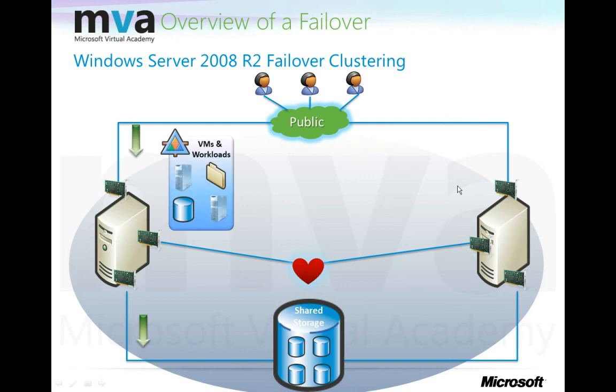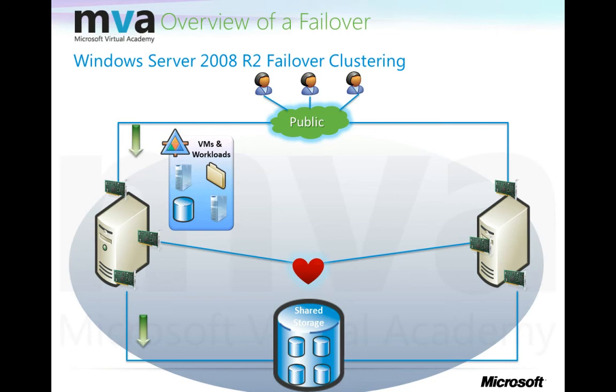In this scenario, my server on the left is hosting several virtual machines, a file server, and a database. The network at the top is the public network, and some of the clients are connected to this server on the left. In the middle I have my health network, my heartbeat network, which is what the nodes are using to check that each other is still healthy.